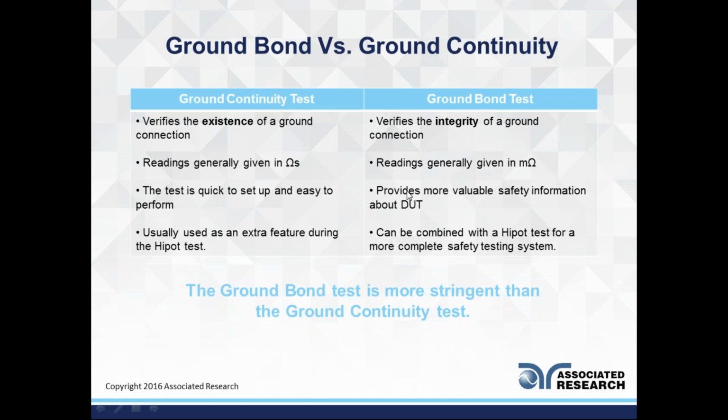And the ground bond test also provides more valuable safety information about the DUT. You can identify a range. If I've just tested 10 products and I keep track of the milliohm readings of those products, you can gauge the general characteristic of your ground circuit. And you can start decreasing those limits so that you get uniformity in your ground circuit. It helps maintain quality of your product and uniformity in general.